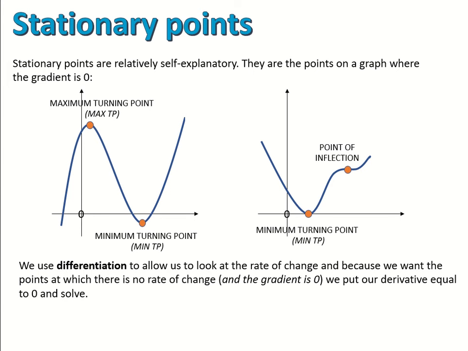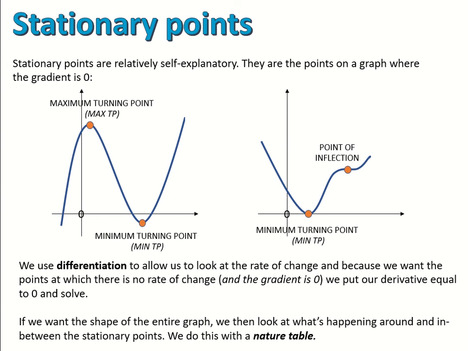Because it's rate of change, the gradient is zero, and all we actually have to do here, similar to some of the last questions we were doing, is substitute a zero into our derivative. So we want to make the derivative equal to zero, and then we can solve it from there. And if we can solve it, then we can find out, as I say, where the stationary points occur.